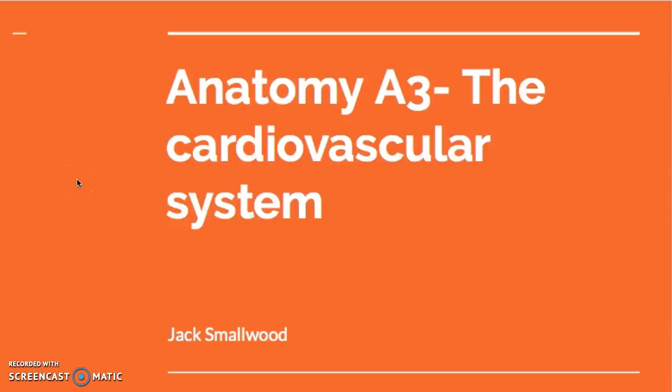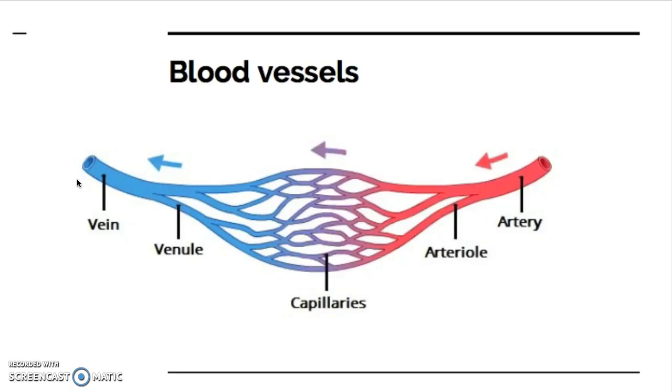So this is anatomy assignment 3, the cardiovascular system. So we start off with blood vessels. In order for blood to make its way around the body, blood is carried through 5 different types of blood vessels, which are the arteries, arterioles, capillaries, venules and veins. So we start with arteries and arterioles.